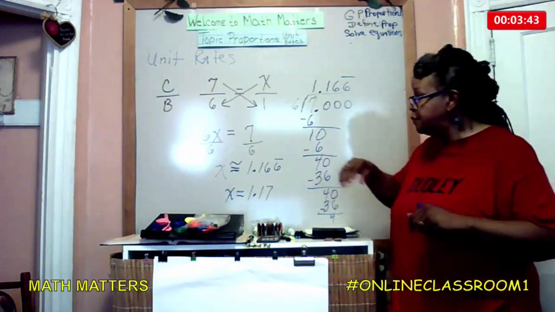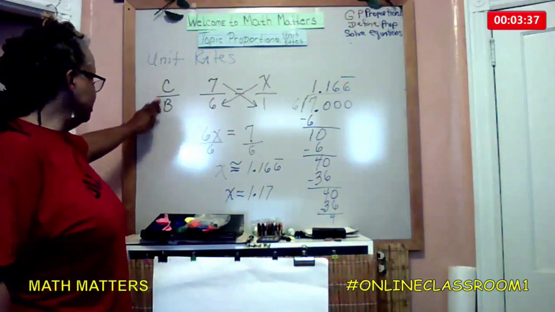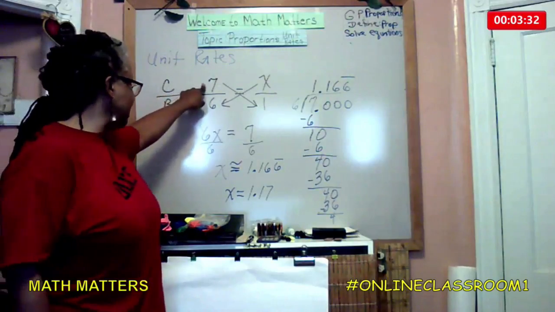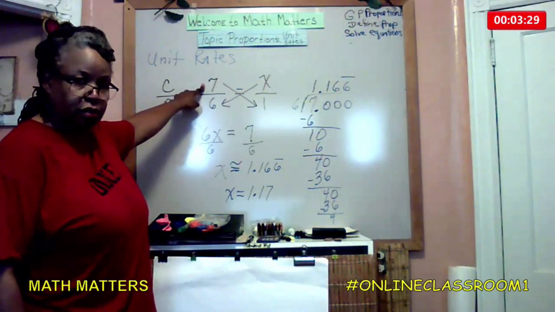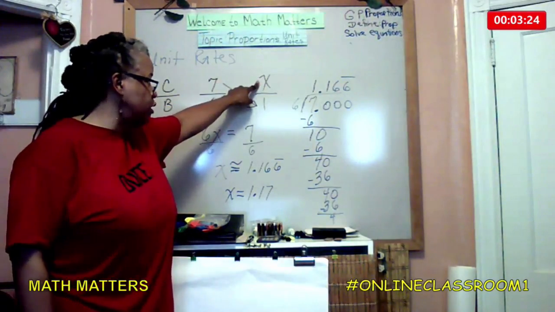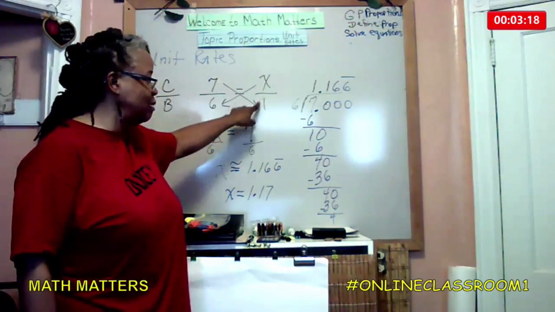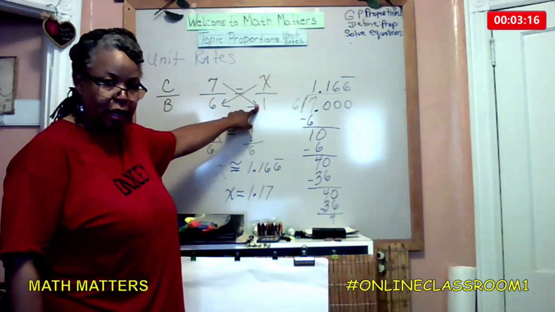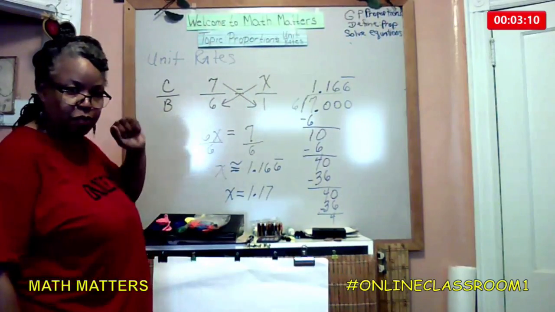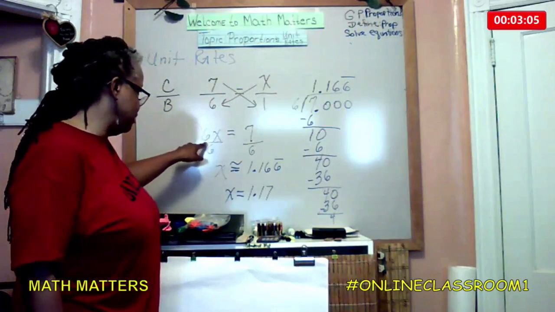Let's do a quick review. The cost of batteries. C to B. Has to be, and it has to remain in that type of order. $7 for 6 batteries. How much does it cost for 1 battery? So this is cost to batteries is equal to cost to batteries.